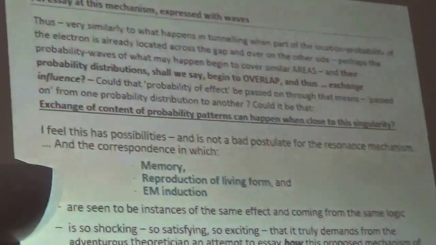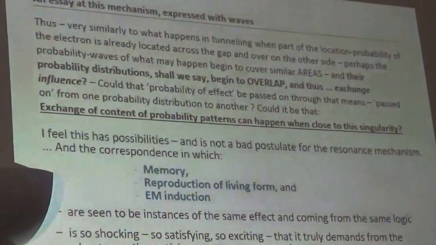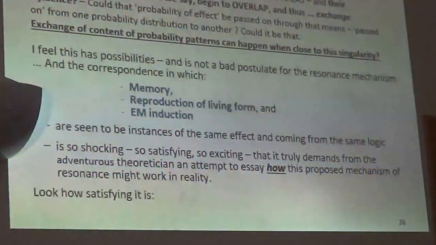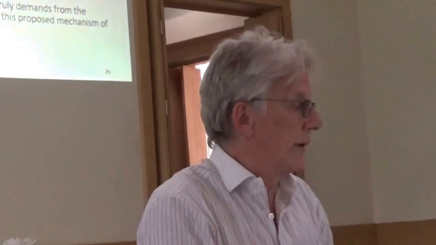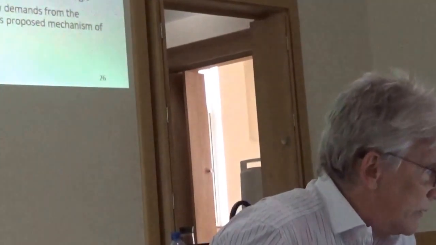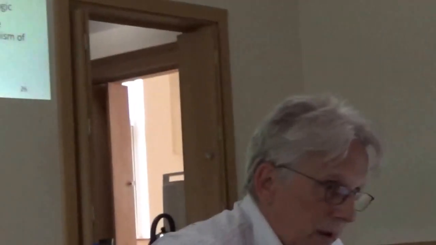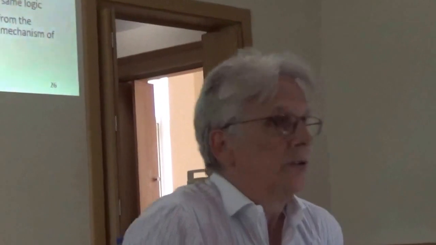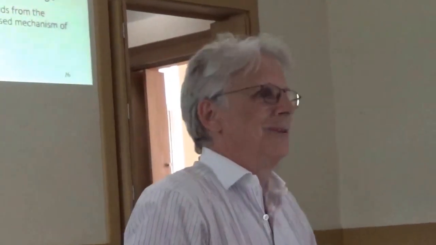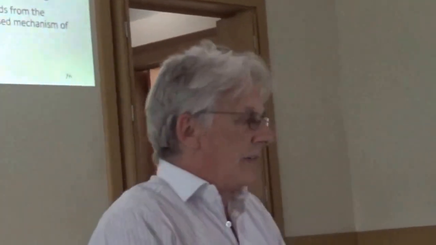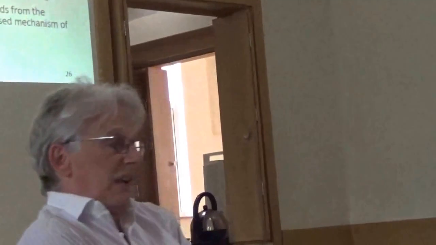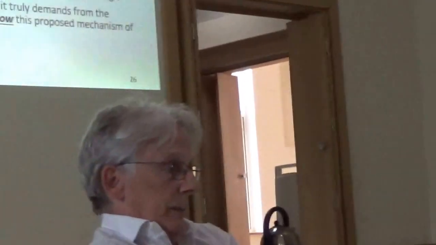Could that probability of effect be passed on through that means, passed on from one probability distribution to another, of event A to that of event B, or part thereof? Could it be that the exchange of content of probability patterns can happen when you are close to this singularity? Now, I think that's a really interesting idea. But you guys are serious physicists, you can tell me whether it is or isn't. I feel this has possibilities, not a bad postulate, a beginning of one for the resonance mechanism.